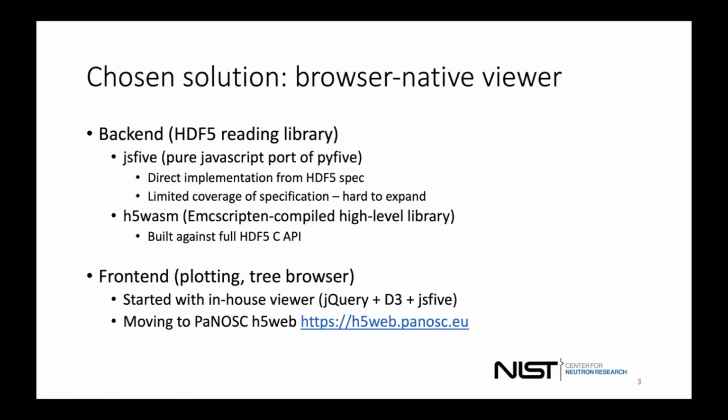So what we chose is to make a browser native viewer, and then we needed a backend that could read HDF5. My first stab at this was to port Pi5, which is a pure Python direct implementation of the HDF5 spec. But it's very limited in its coverage of the specification. You can read a lot of data sets, but not all of them. There are a lot of features that aren't enabled in the spec, so adding to it is very time consuming, as you can imagine. It does support the zlib compression, so that's one thing that was able to be shoehorned in there.